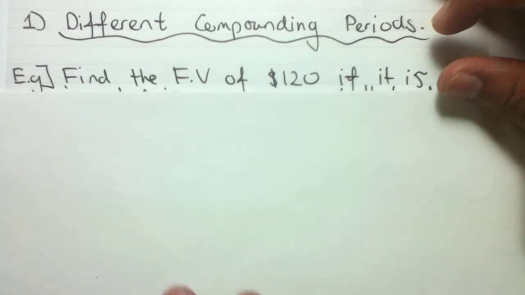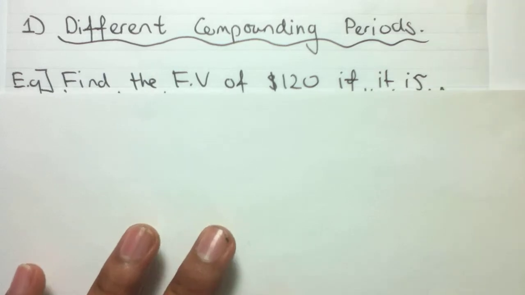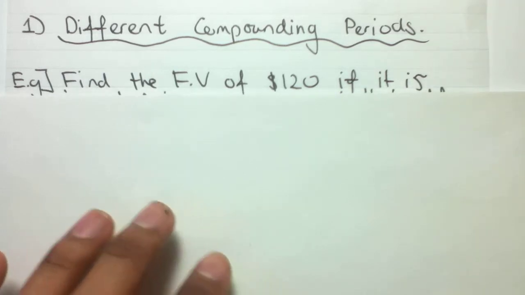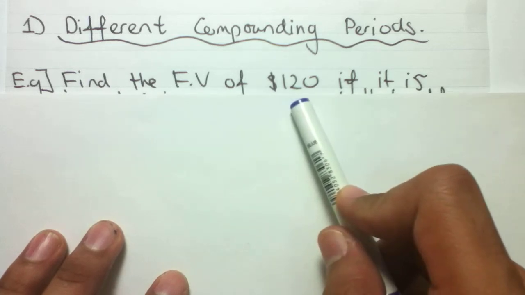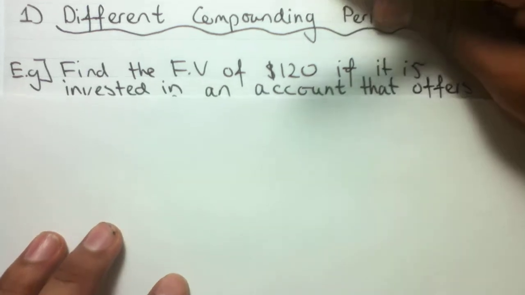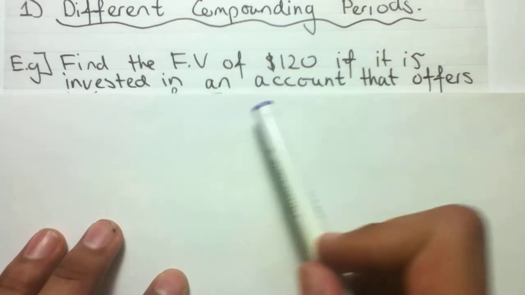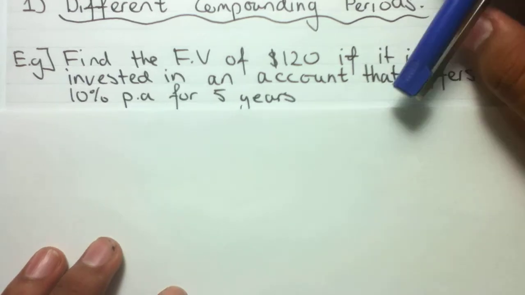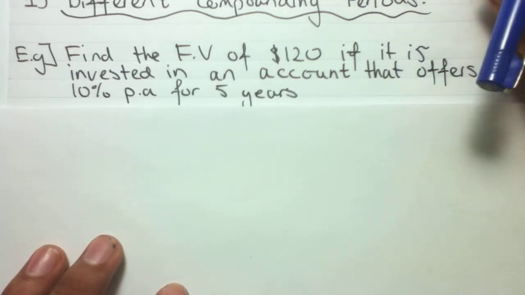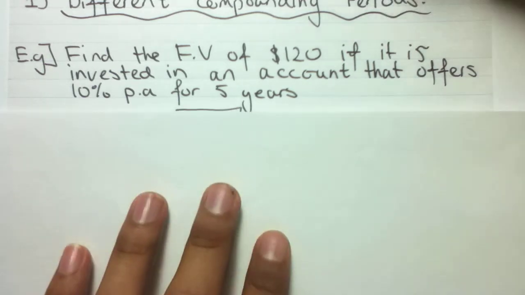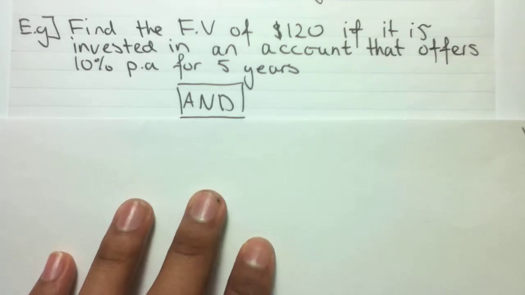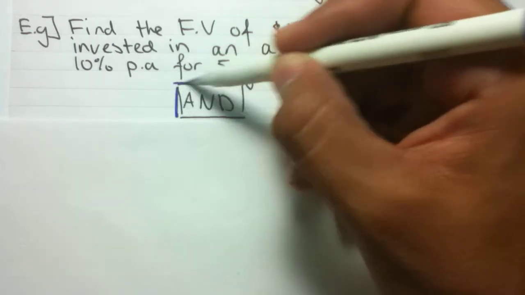Now the best way to explain this is to do it with an example. So this example says find a future value of $120 if it is invested in an account that offers 10% per annum for 5 years. Okay, now this looks like your standard question and you should be able to do this. But what if I mix it up?